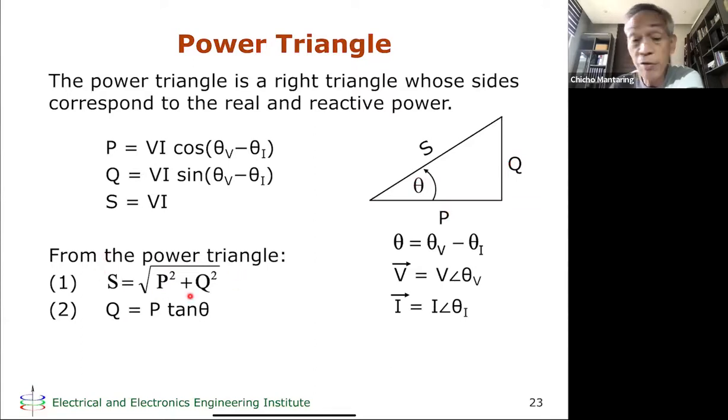S is the square root of P squared plus Q squared. No? When you have sine squared plus cosine squared, that's equal to 1. So ang natitira is just V times I. Okay. So if voltage and current were expressed in phasor form, ito yon, no? This is the RMS value of V, this is the RMS value of I. No? Okay, what's nice about the power triangle?